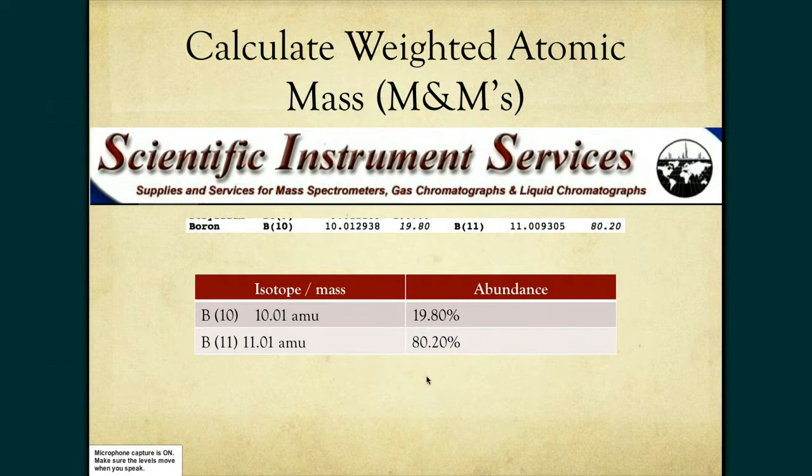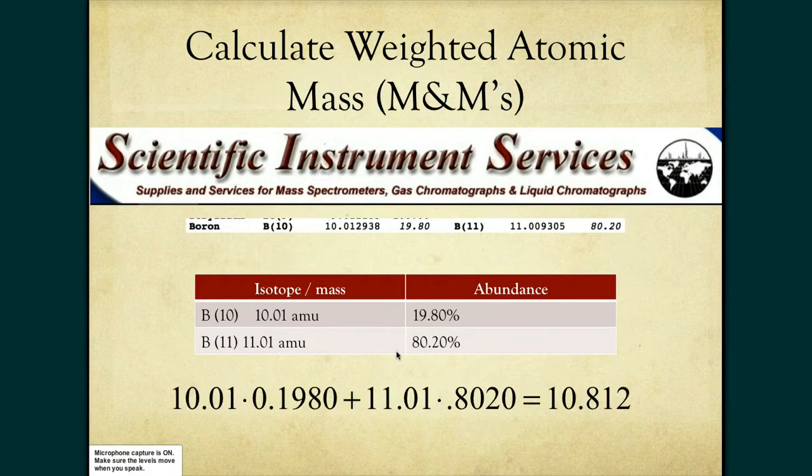And here's my abundance. To figure out my weighted atomic mass, I'm going to take the mass of this particular isotope and multiply it by its abundance turned into a decimal, and then add this mass multiplied by this abundance also turned into a decimal. So that's my mass in atomic mass units, that's my abundance in decimal, 11.01 is my other mass, and that's my other abundance, 0.8020. My calculator will give me the answer.